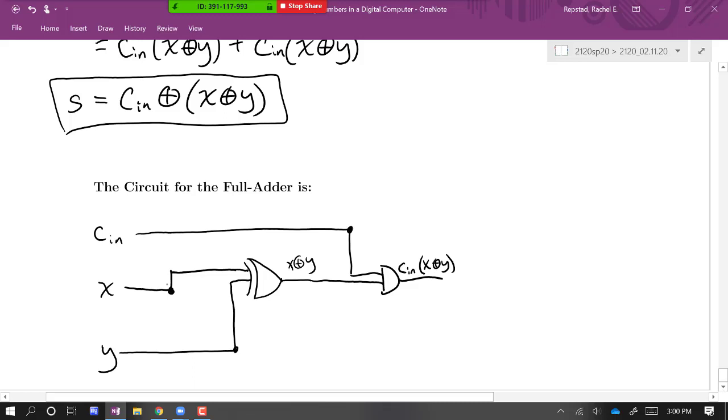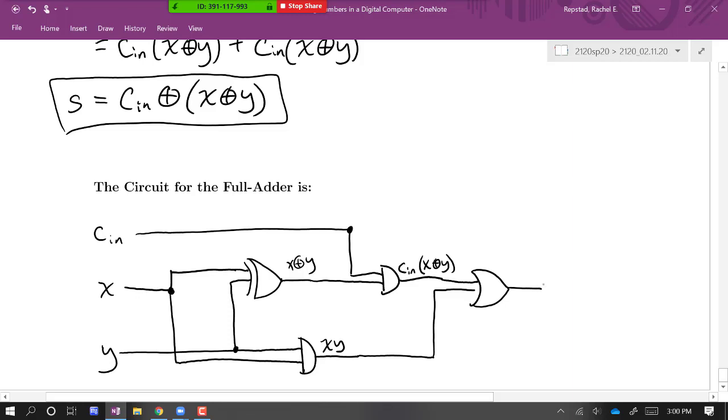So here's X and Y. And then that's going to go through an OR gate, and there's our carry out. Four gates. Great. There's our carry out, and then we need to make the sum digit.